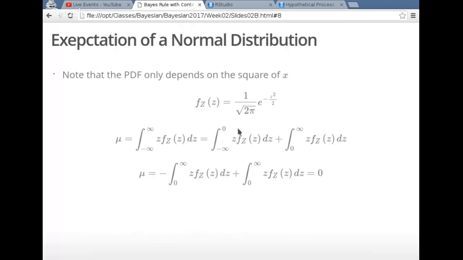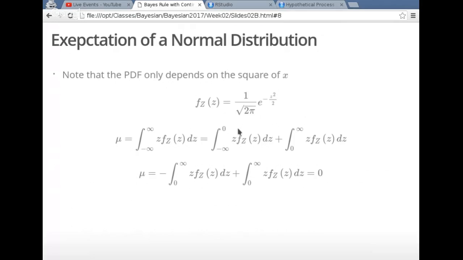So what's the expectation of, in this case, we'll start with the standard normal distribution. If we look at the PDF, and not every PDF is going to be like this, but if we look at the PDF for the standard normal distribution, we can see that it only depends on the square of z.